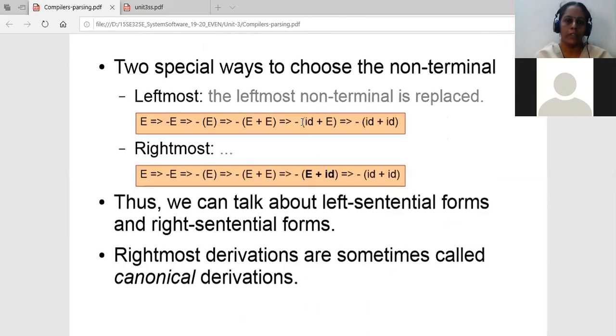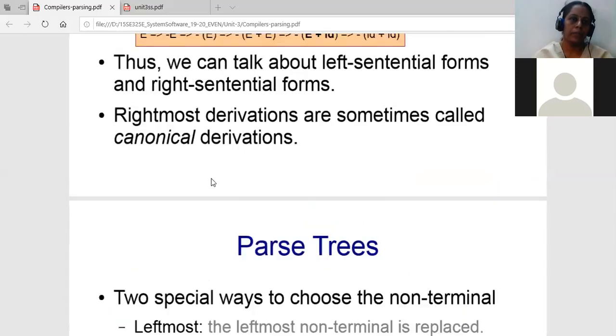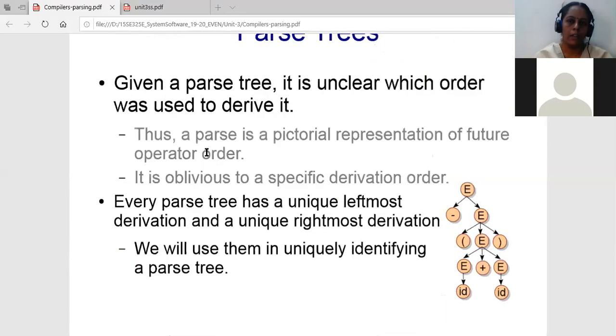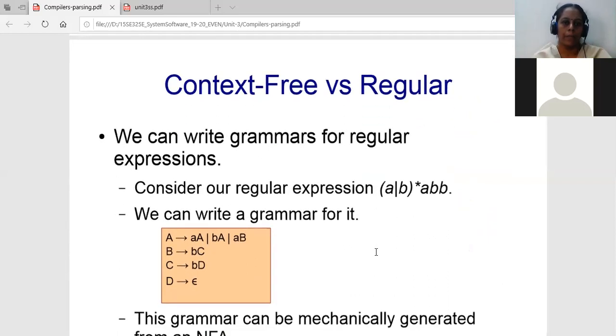Here, in leftmost, first this ID will be replaced. Rightmost means this ID will be replaced. So the rightmost derivations are also called canonical derivations. Okay. And then parse trees. So this we have already seen. Okay. So a parse tree is nothing but the pictorial representation of the order in which we are going to execute the expression. Okay. It will be very easy.